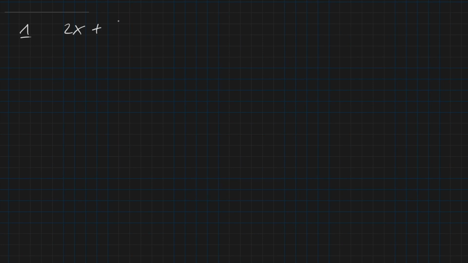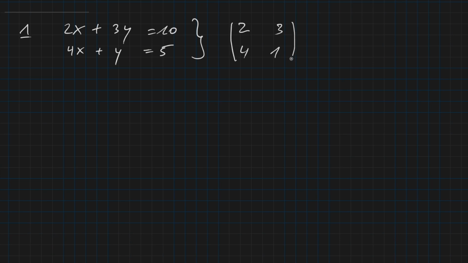2x plus 3y equals 10. First equation, and then the second equation is 4x plus y equals 5. And we can write this in a more compact way as 2, 3, 4, and 1. Here's a 1 hidden as a matrix. And because we have some information here also, we can also write 10 and 5.